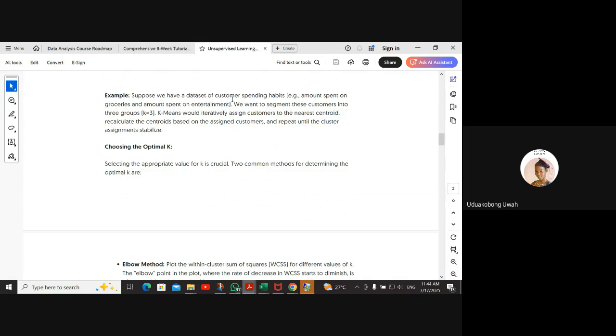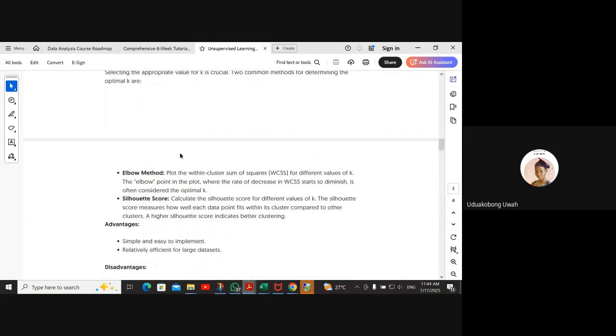Suppose we have a data set of customer spending habits, okay? Amount spent on groceries and amount spent on entertainment. We want to segment these customers into three groups. This way, you see that the K now is 3. K-means iteratively assigns customers to the nearest centroid to position them into their similar groups or clusters. So we calculate the centers based on this and repeat the entire assignment.